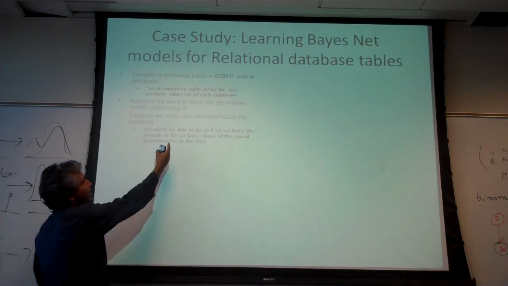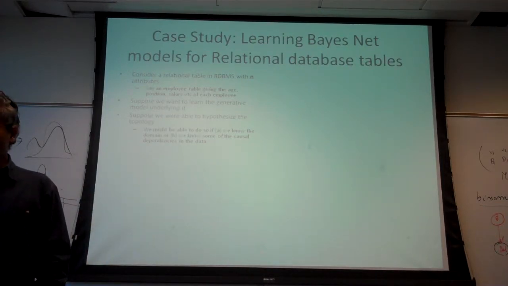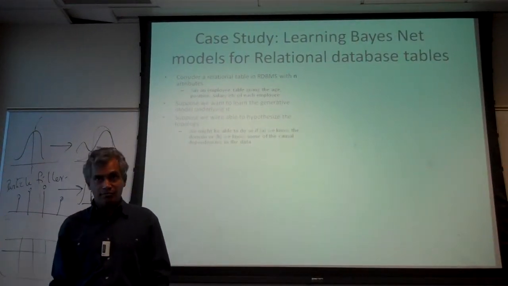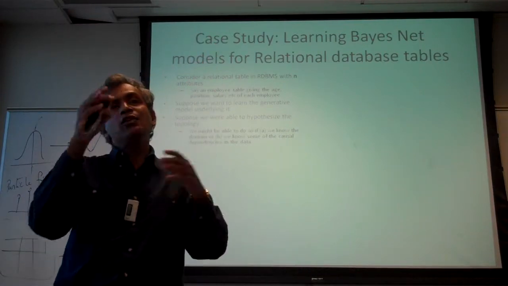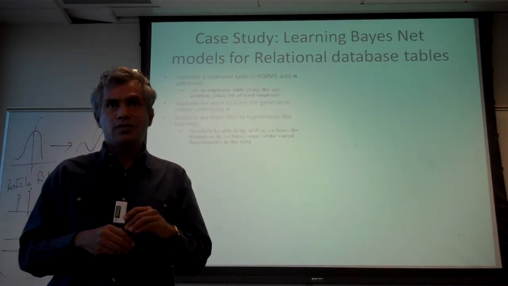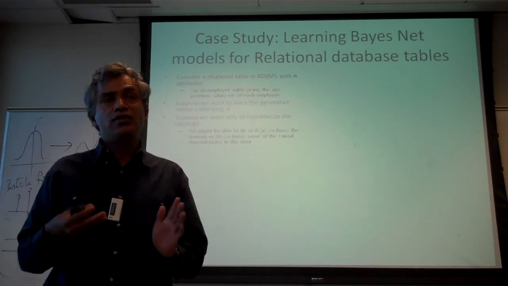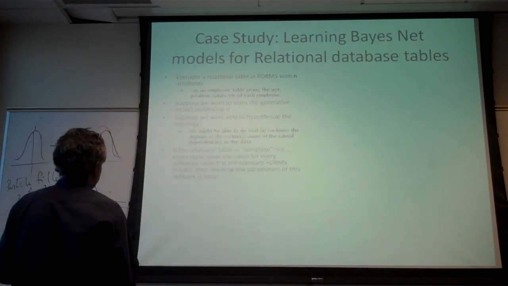For example, we might know it if you know the domain and you know what things are connected to what things, or if you know some of the causal dependencies in the data, so you can at least put those edges and then look for the rest of the edges. If you don't know the full structure, then you have an issue of structure learning. We will not get into it for now. Let's assume you have the structure.